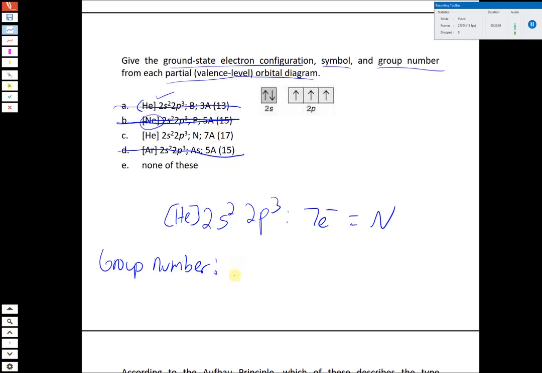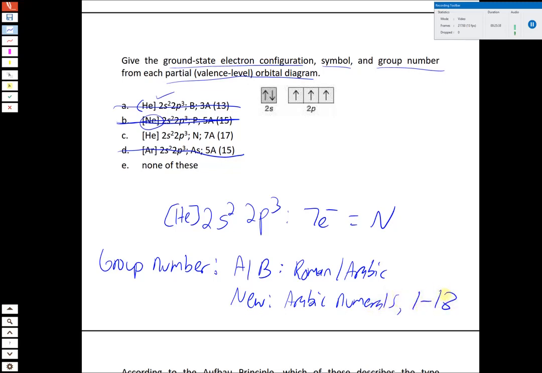So one is the A-B system, where you have group numbers 1 through 8, and they have A's or B's next to them to indicate main group versus transition elements. The A-B system often uses Roman numerals, but it could be Arabic numerals. So either the Roman or Arabic numerals are fine. And then the new system just uses straight up Arabic numerals, and you just number left to right 1 through 18 as you go through the columns of the periodic table.